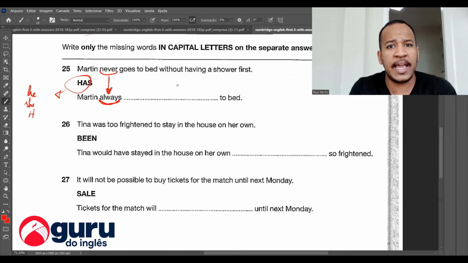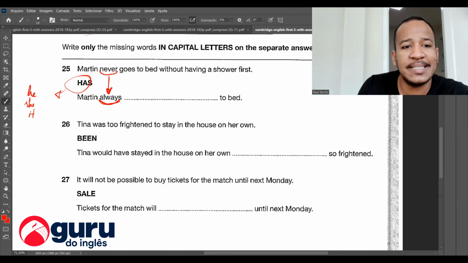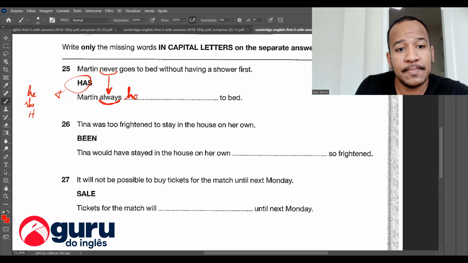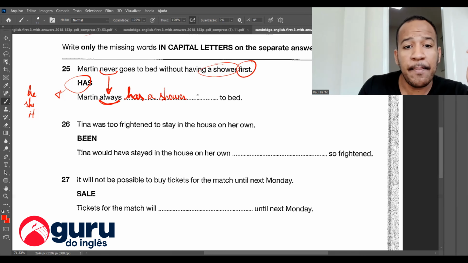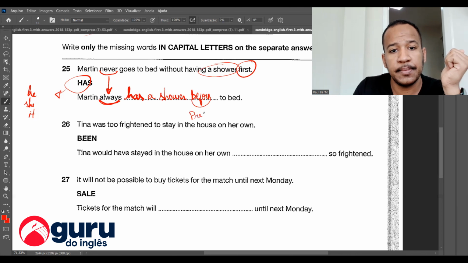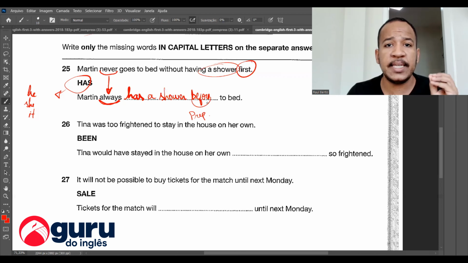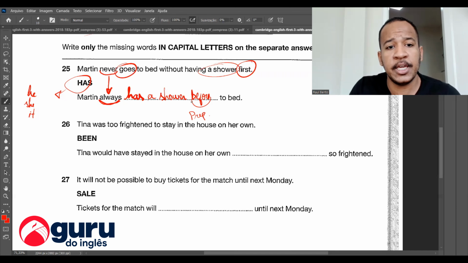The same thing is the same meaning. There's no problem, but you must use the word given. So we're going to use "has". Martin always has a shower before. Here I've changed the position, so now I have "before", and the grammar determines what comes next. Before is a preposition, and after a preposition we must use the -ing form of the verb. So we have the verb to go: "before going to bed". So "Martin always has a shower before going to bed" is the answer for number 25.